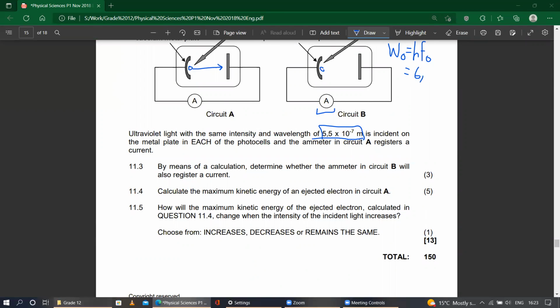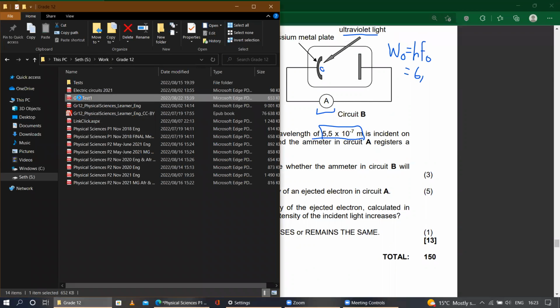Where can I find the formula sheet real quick? It's like just 10 minutes left.